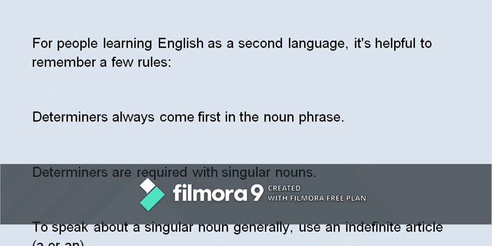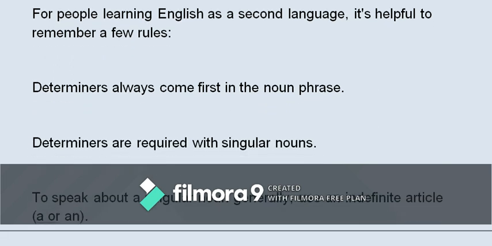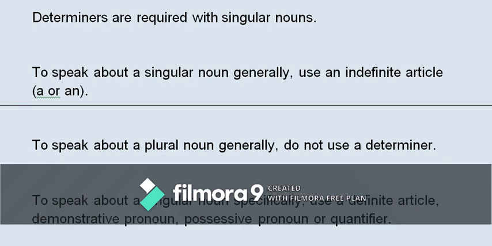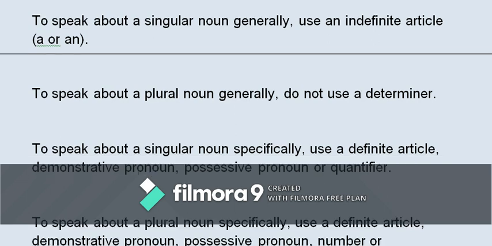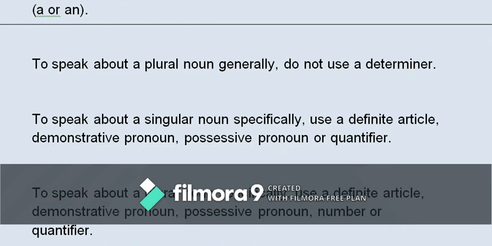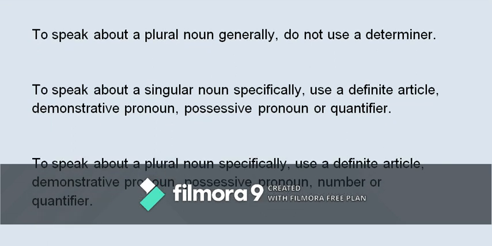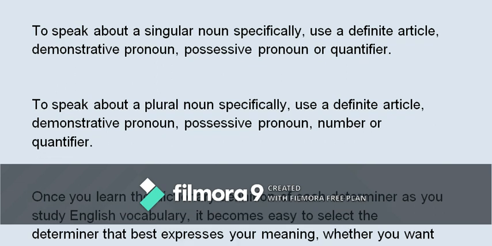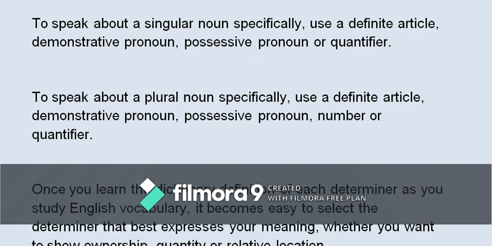To speak about a singular noun, generally use an indefinite article, that is a or an. And to speak about a plural noun, generally do not use a determiner. Only when you want to make it specific, use the determiner the. And we also use demonstratives like this, that, these, those, and possessives I, my, our, their, and quantifiers few, many, some. And when we come to speak plurals, we use the definite articles, demonstrative pronoun, possessive pronoun, numbers, and quantifiers.